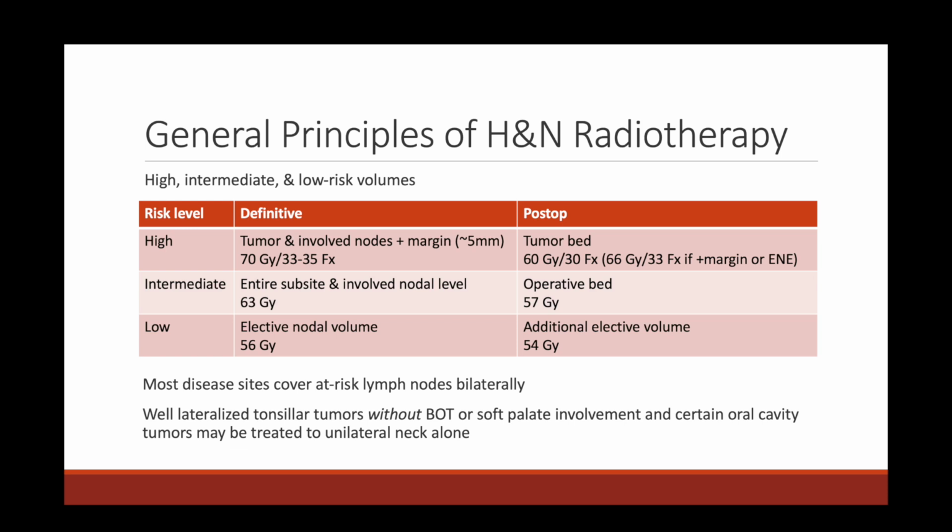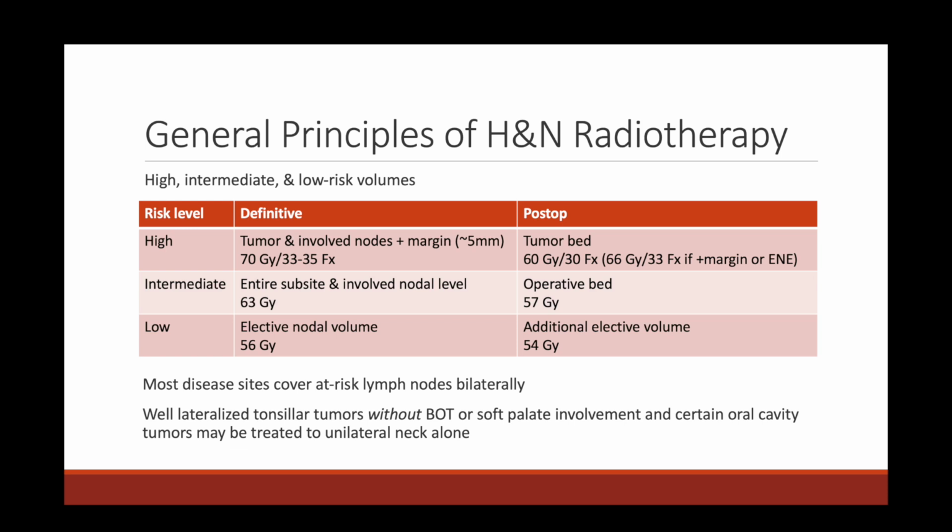And to better understand what that means, I want to just go through some general principles of head and neck radiation. So typically when we're treating with radiation to the head and neck, we're either treating with definitive radiation or we're treating with postoperative radiation. So definitive radiation means that that is their one and only local control treatment. And in postoperative, that typically means that they had surgery, but they had certain high-risk factors. And so we're trying to give some additional radiation on the back end to reduce their chance of local recurrence.